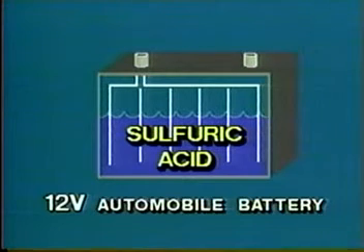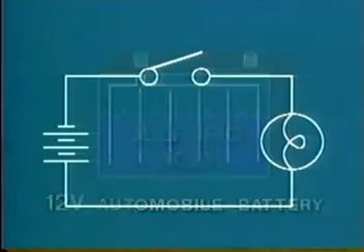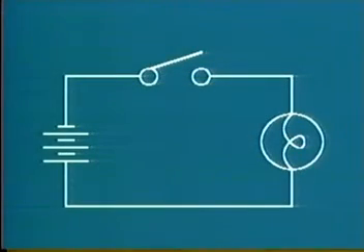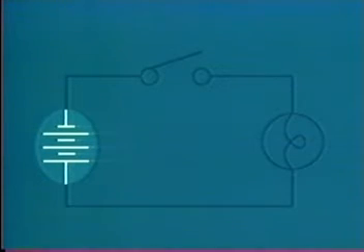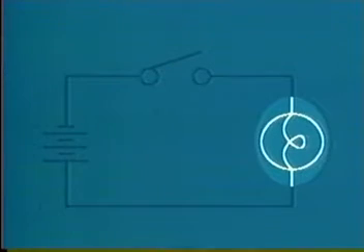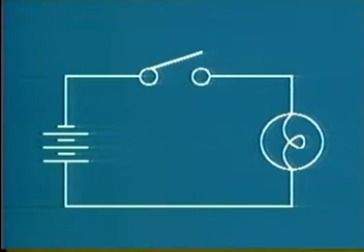Now, let's learn how to build a simple circuit. First, look at your schematic. Every circuit consists of a power source and a load that makes use of that power. Both the power source and load are connected together by wires to complete the circuit.